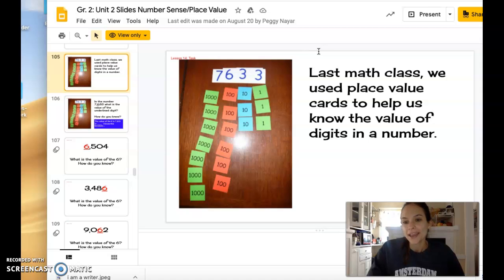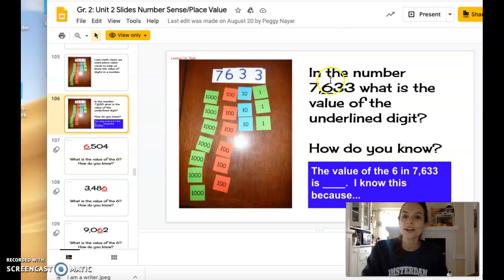This week we used place value cards to help us know the value of digits in a number. We don't actually have place value cards, but we did talk about what things were worth. In the number 7,633, in the ones place there are 3 ones. In the tens place there are 3 tens. In the hundreds place, there are 1, 2, 3, 4, 5, 6 hundreds. And in the thousands place, there are 7 thousands.